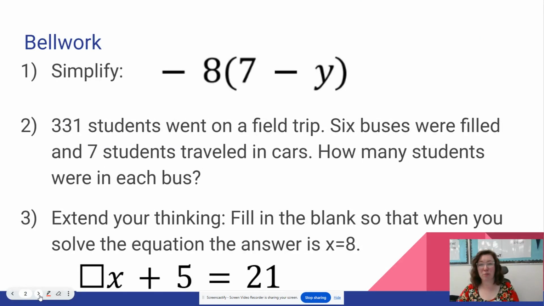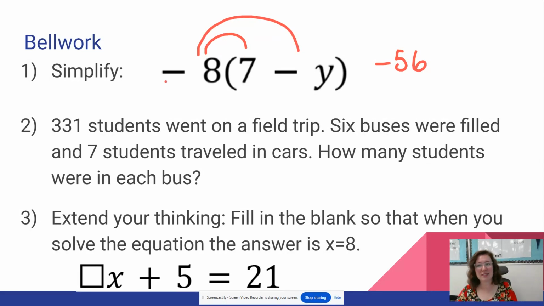Simplify this distribute problem. Negative 8 times a positive 7 is negative 56. Then a negative 8 times a minus y, that's the same as a negative times a negative, is a positive. 8 times y is 8y. We could write it like this, or we could flip it: 8y minus 56, as long as the 8 stays positive and the 56 stays negative.